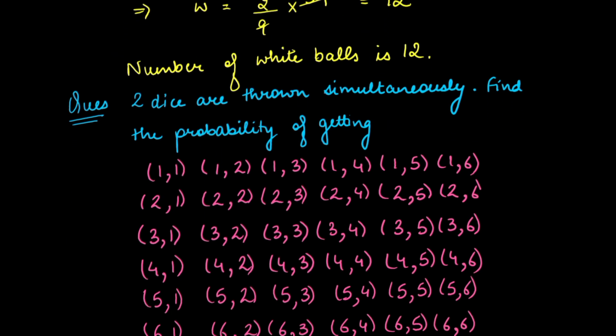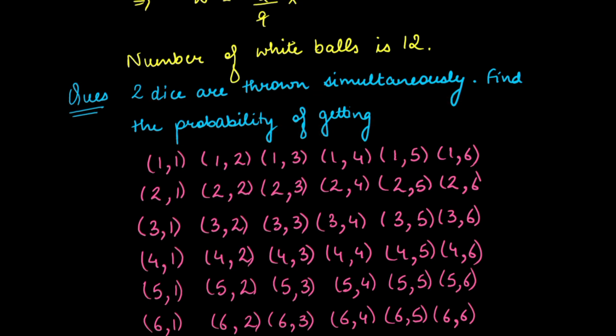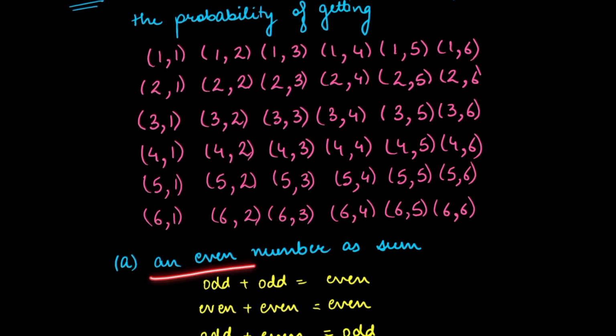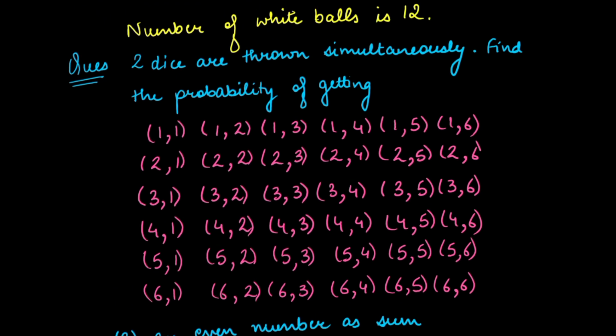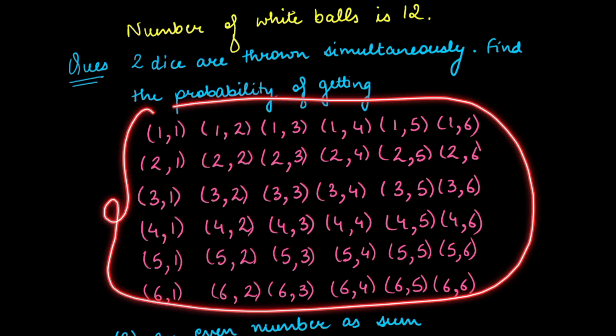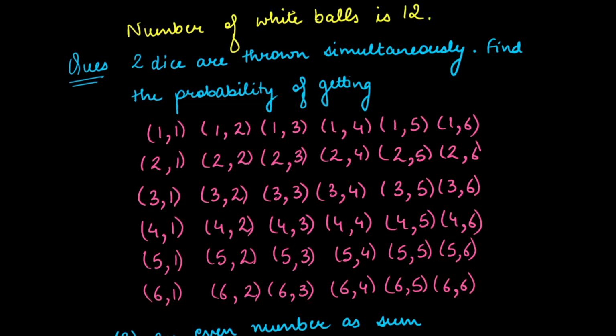Let's see the next question. Two dice are thrown simultaneously. Find the probability of getting an even number as sum. So, when two dice are thrown simultaneously, this is the sample space that we get. These are the total possibilities. So, the total number of possible outcomes in this case will be 36. Right, we are clear with that.